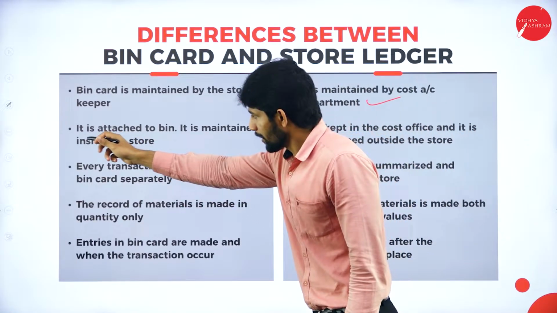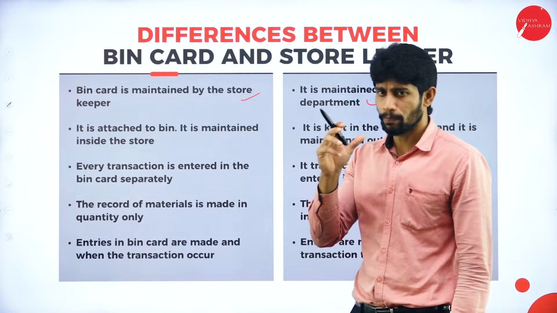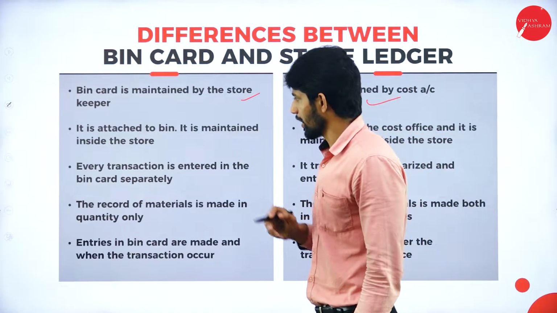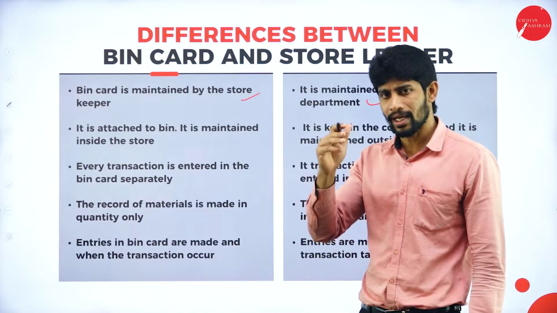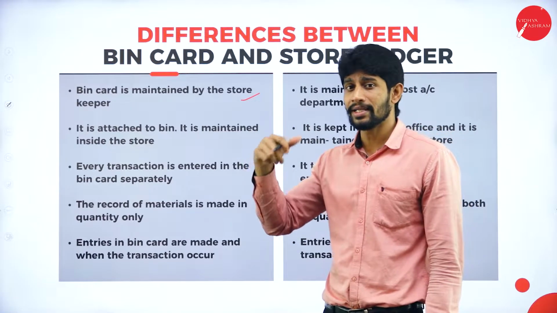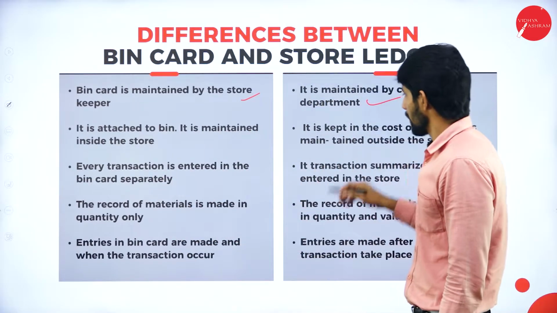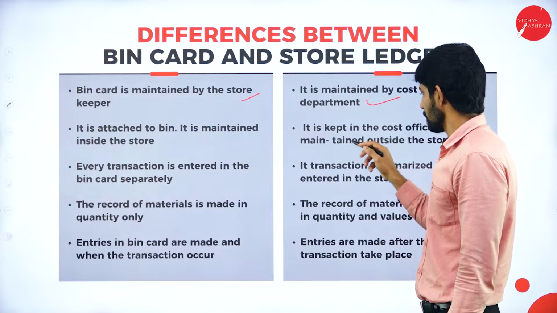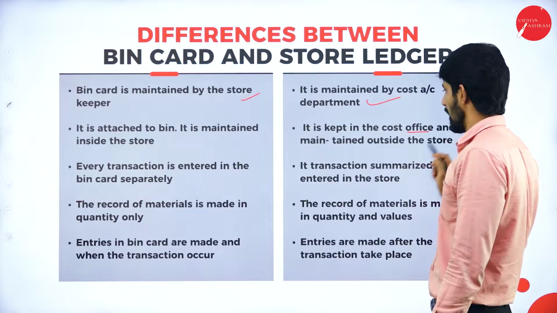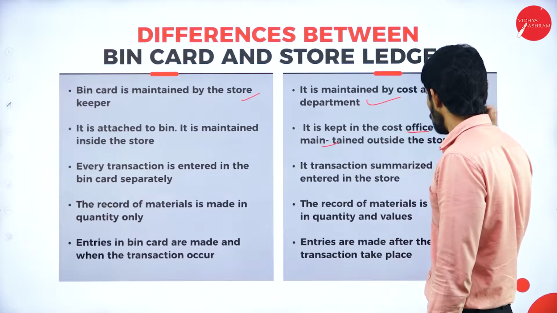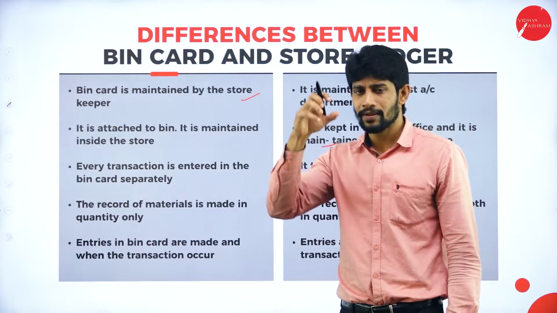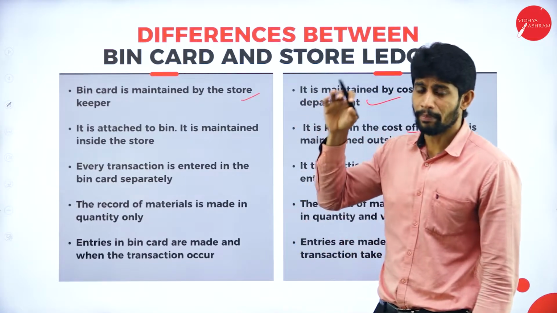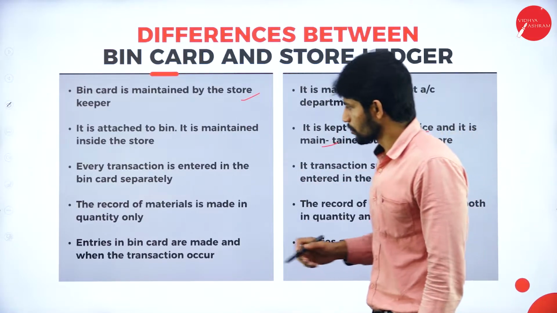Next, the bin card is attached to the bin. It is maintained inside the store. Yes, the bin card is attached to a bin and it is maintained inside the store. But the store ledger is kept in the cost office and it is maintained outside the store.